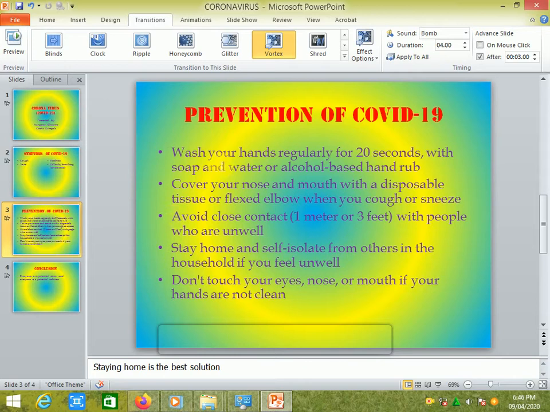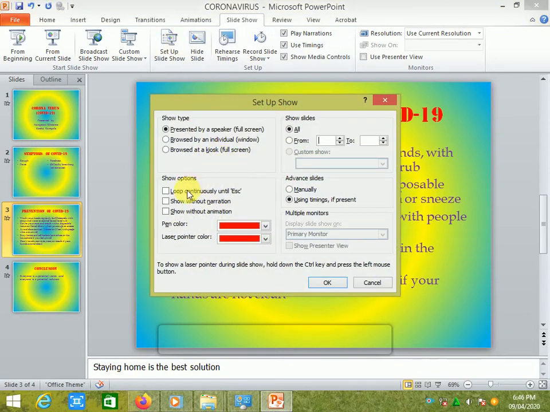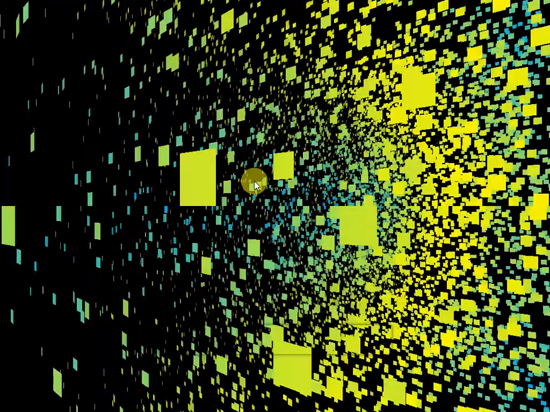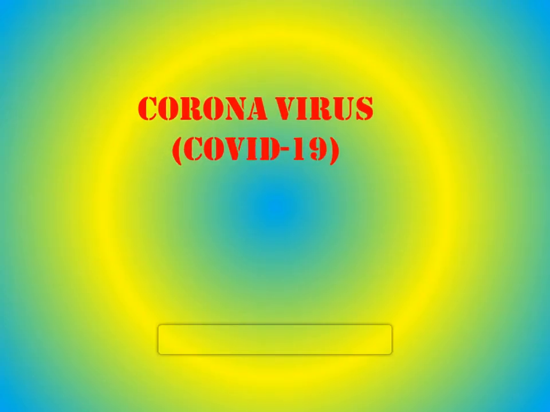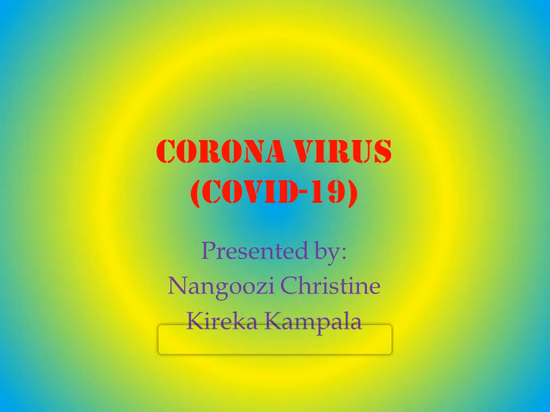Lastly, another thing that you may be asked about is to loop your presentation continuously until the escape key is pressed. So you come to the slideshow tab, you go to the setup slideshow, then you check the box of loop continuously until escape. And by that, once you go to the slideshow, you will see that when your presentation runs from the first slide, the second slide, the third, and then the last slide, it will go back to the first slide until the escape key is pressed.